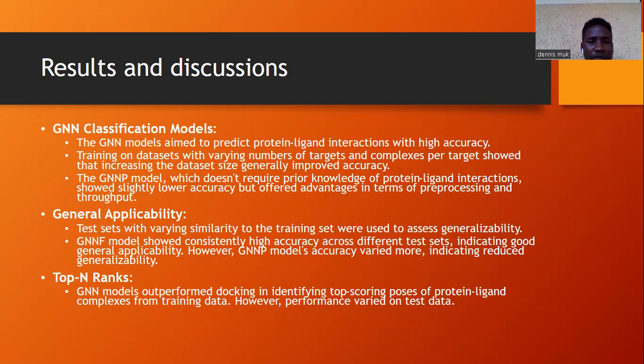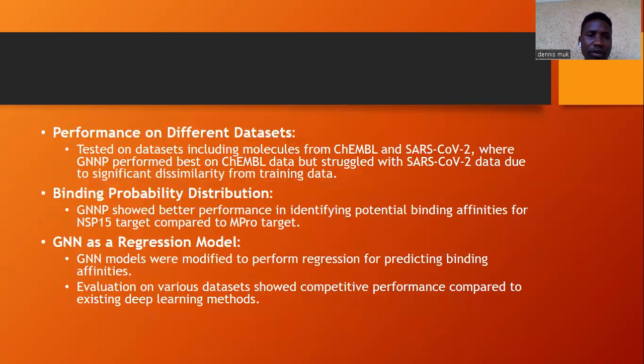So you have the top N ranks, where the graph neural network models outperformed docking in identifying top scoring poses of protein ligand complexes from training data. However, these performances vary on test data as well. So we go to performance on the different data sets.